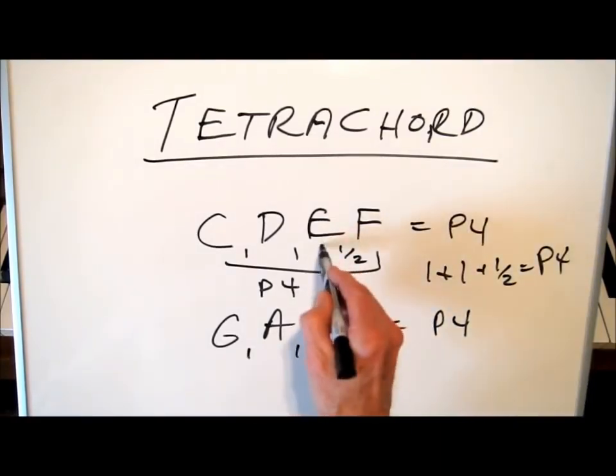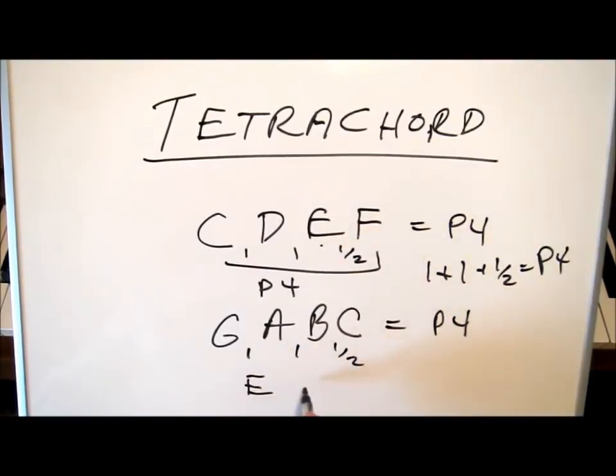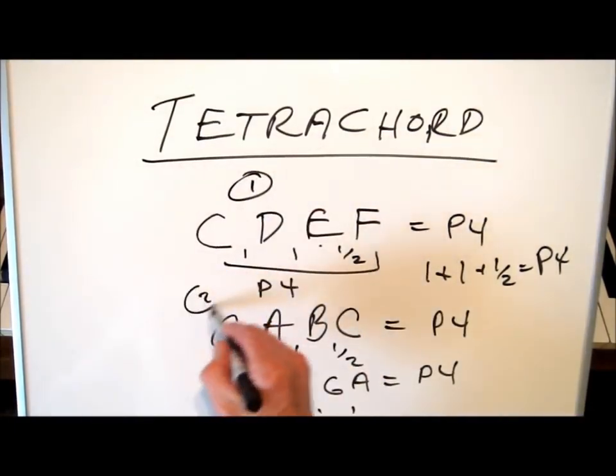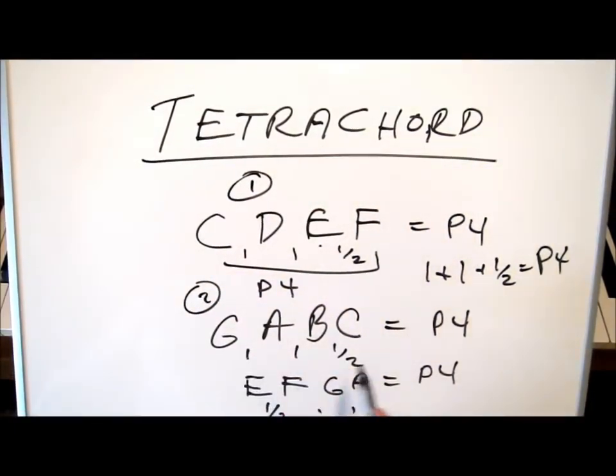The Greeks used it starting with the E. So they used E, F, G, A, which equals also a perfect fourth. So they started with the half step, and then 2 whole steps. So now we're going to combine these 2 tetrachords. This is tetrachord 1 and 2 to form the C scale from C to C.